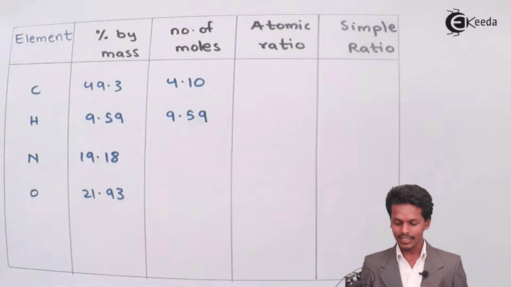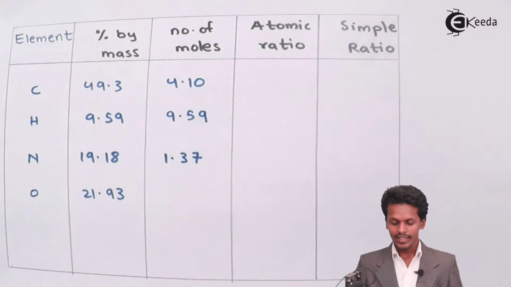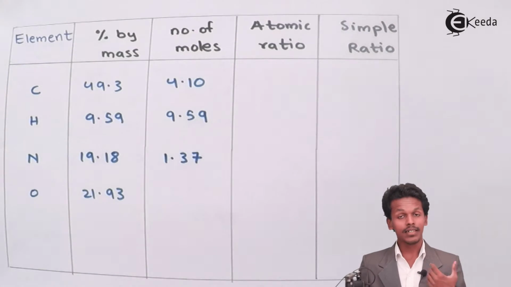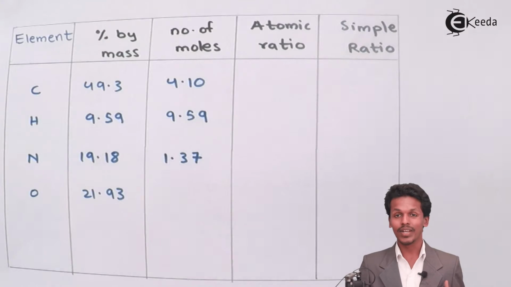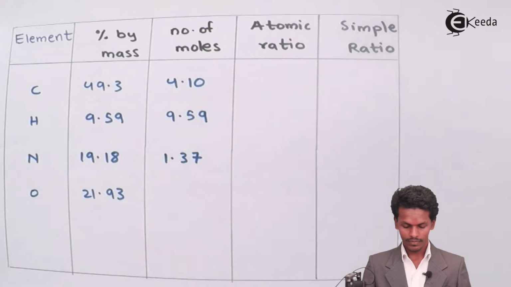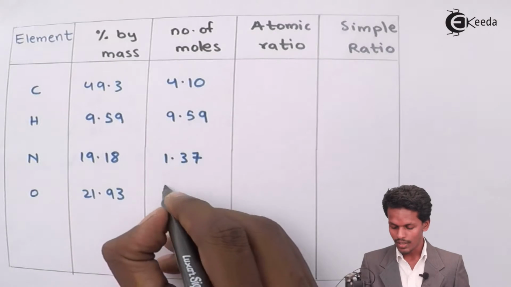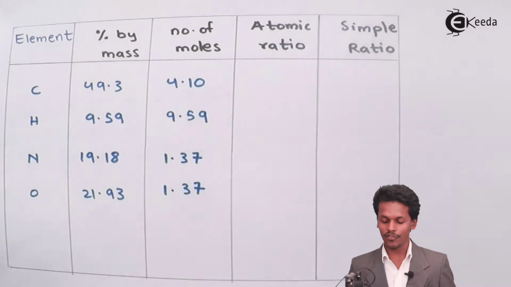So we have got the answer as 1.37. While for oxygen, the atomic weight is 16. So we will divide 21.93 by 16. Let us see what is the answer. We have again got 1.37. So these are the numbers of moles that we have got while solving this kind of numerical.